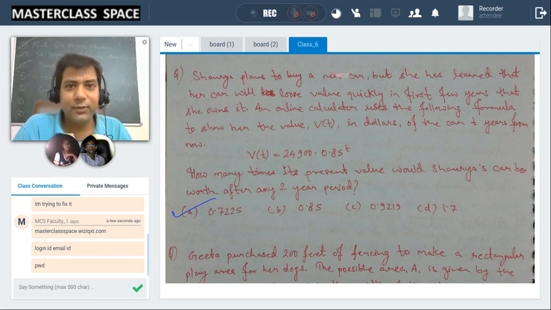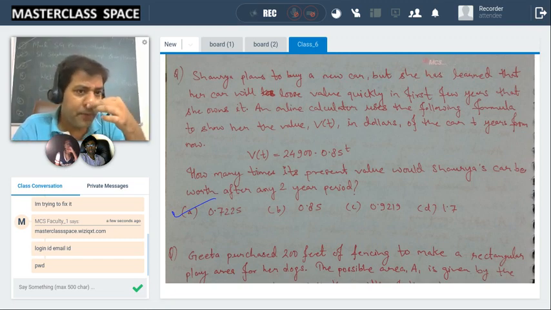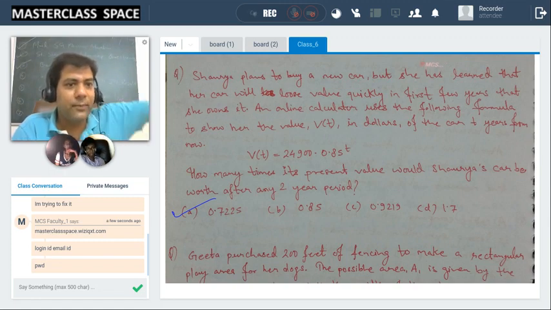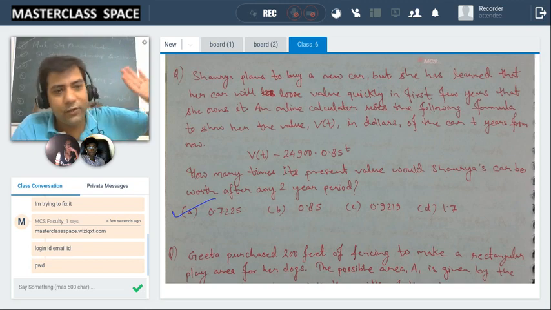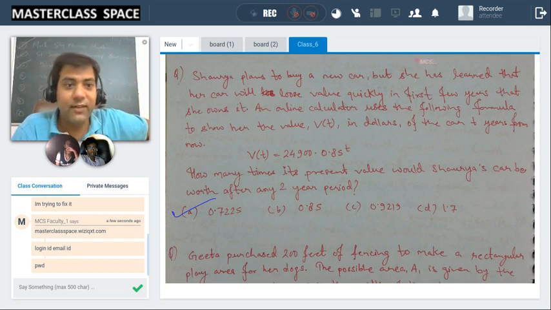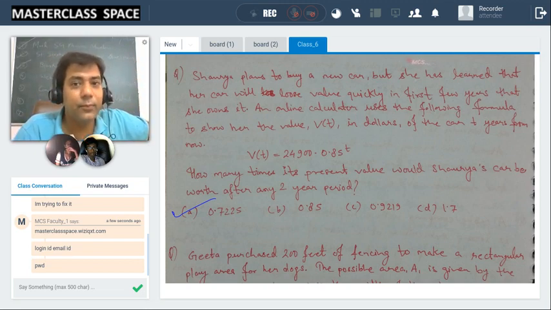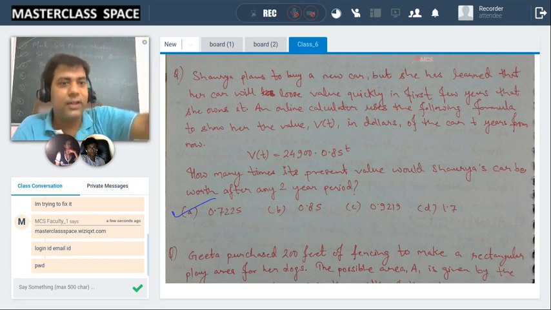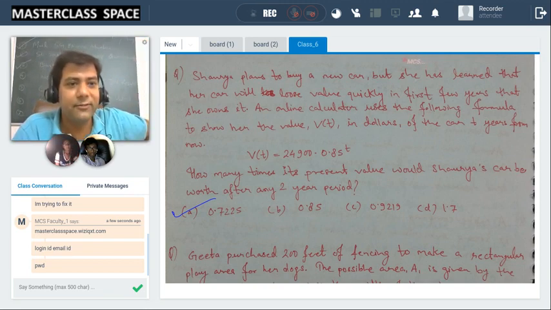Shorya plans to buy a car, but she has learned that her car will lose value quickly in the first few days that she owns it. Obviously, a car is a movable property. There is something called movable property and immovable property. If you buy farmland or a house, its value increases. But if you buy movable property, its value decreases. Getting it, my dear friend? Yes.